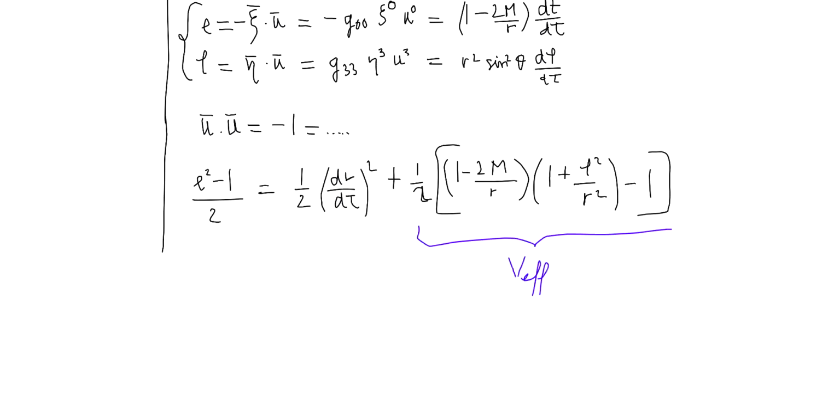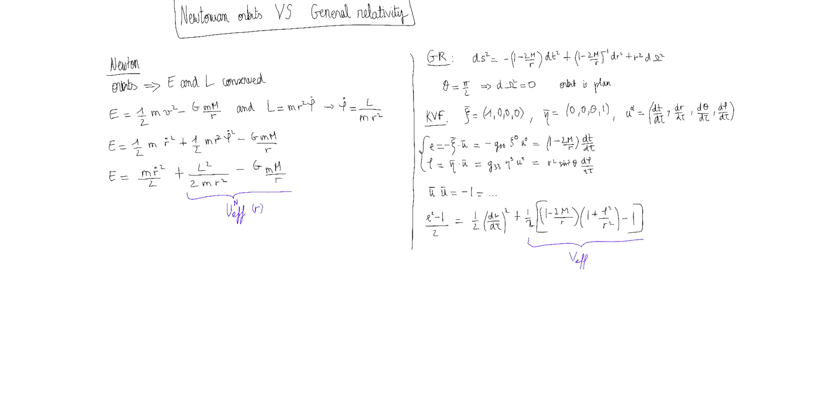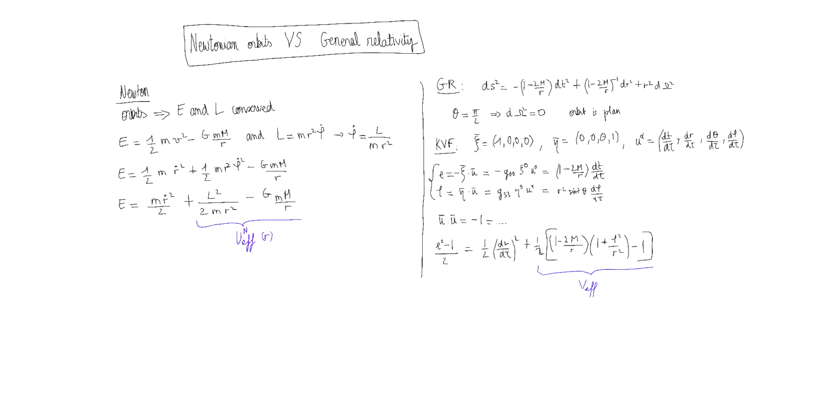We found the expression for the energy in Newton theory and the expression for energy in GR theory, and I claim that these two last expressions are the ones that we can compare. So let's check if we can compare them. How do we do that?